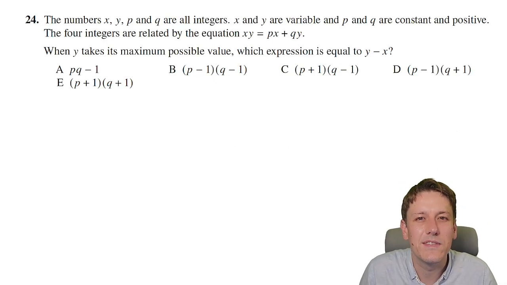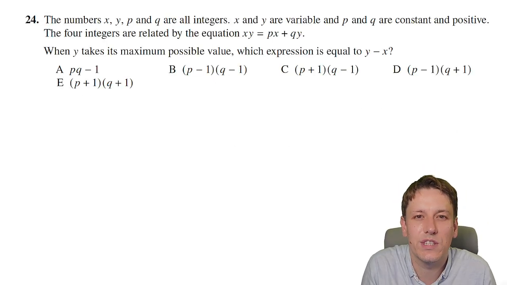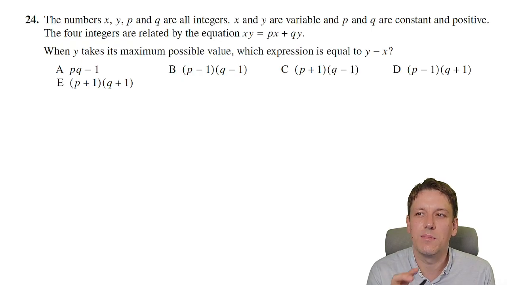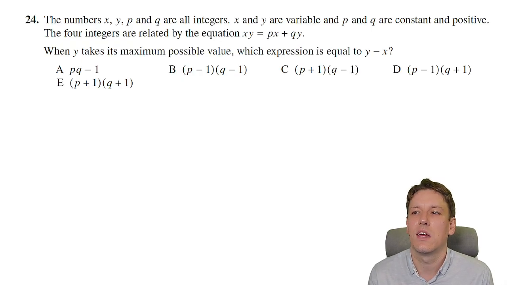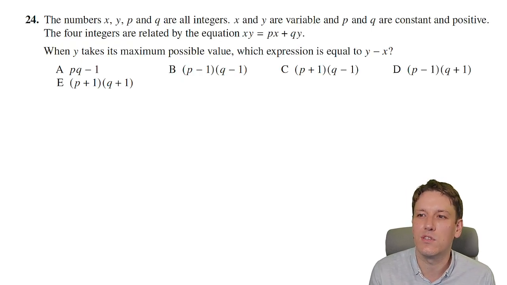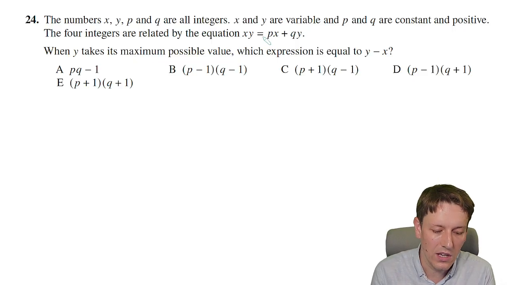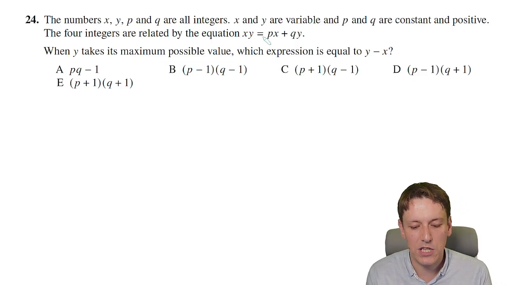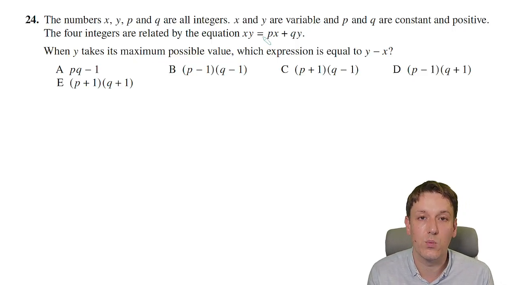I'm going to apply a bit of a maths challenge cheat in this question. You'll see what I mean in a second. We've got these numbers x, y, p and q, all integers. x and y are variable, p and q are constant and positive, related by this equation, and I want to know when y takes its maximum possible value, which expression is equal to y minus x.